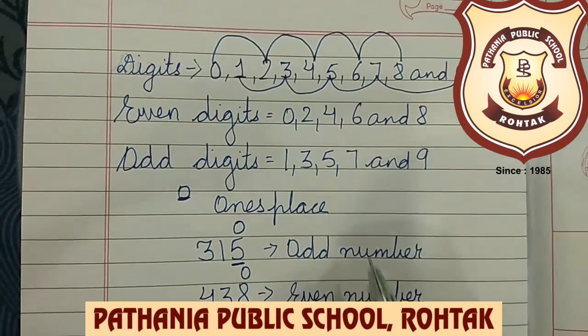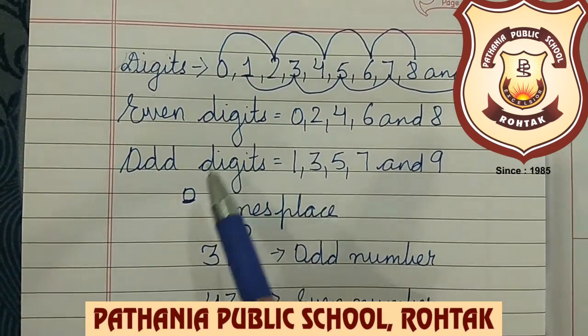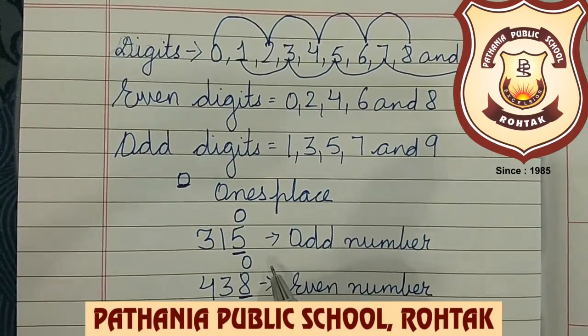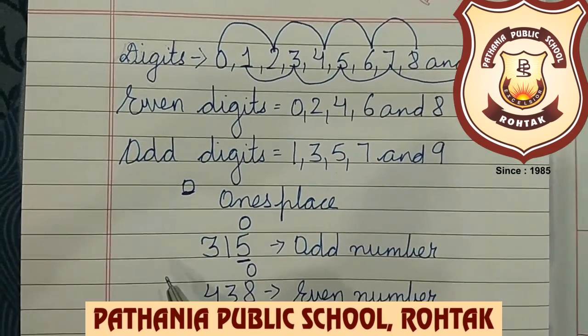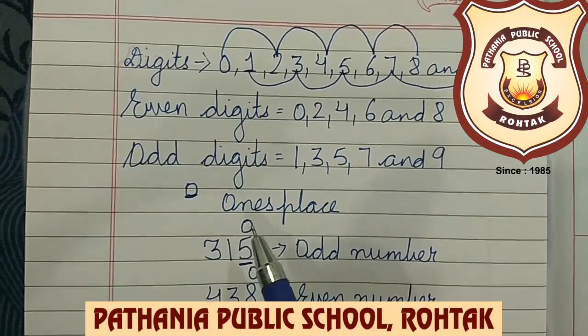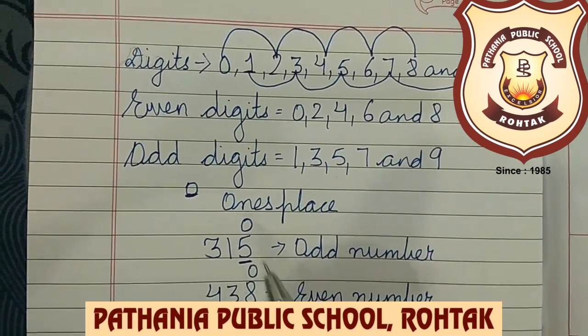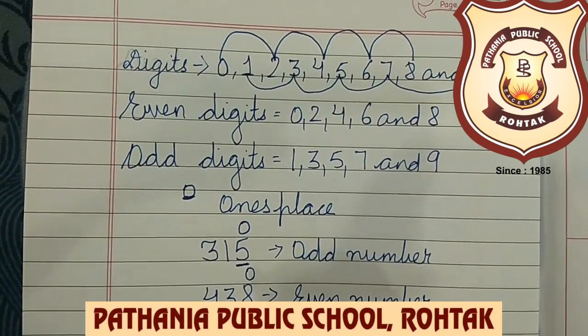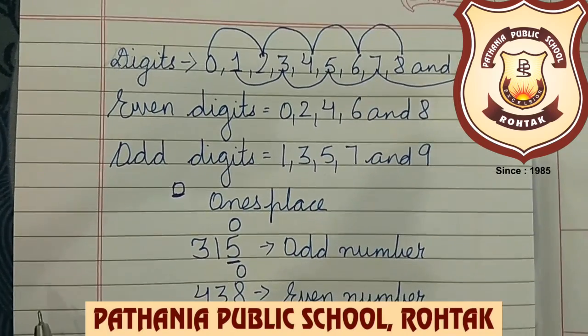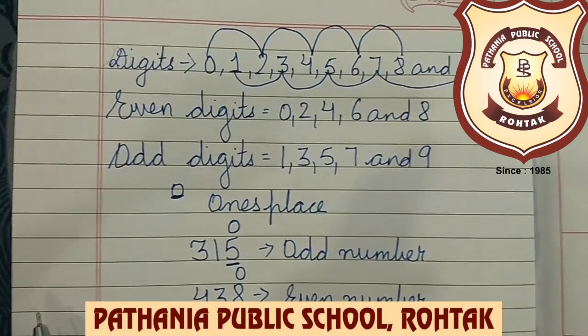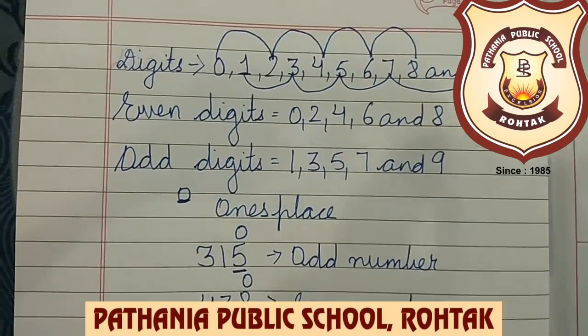In this manner, beta, with the help of even and odd digits, you can identify any big or small number just by looking at its ones place, whether the number is odd or even. So now let's begin activity 6 in the book.